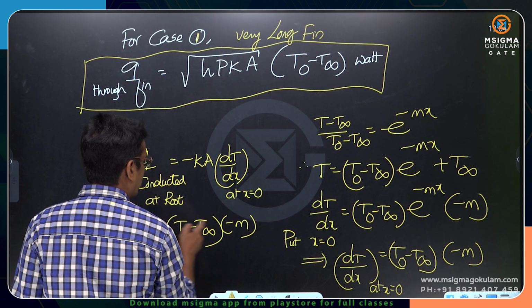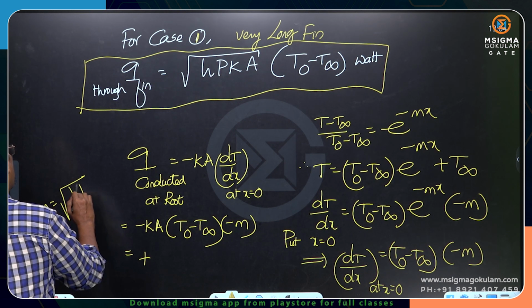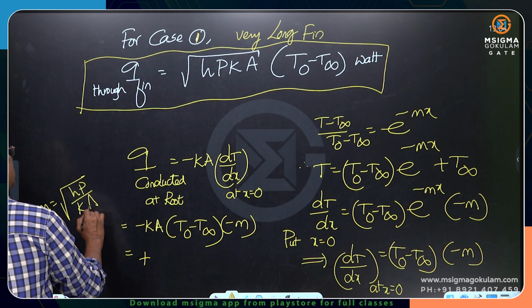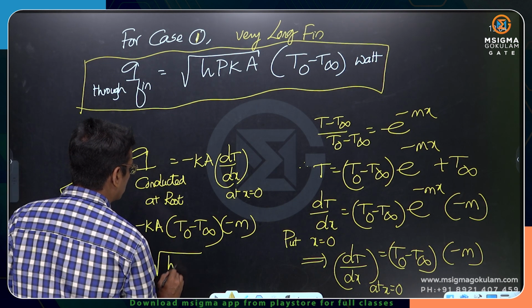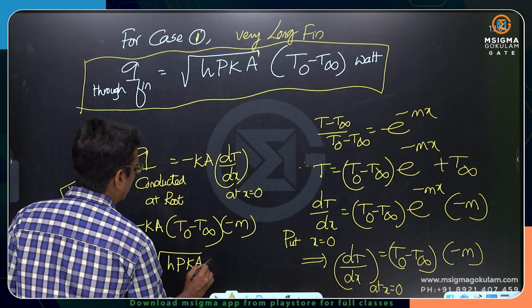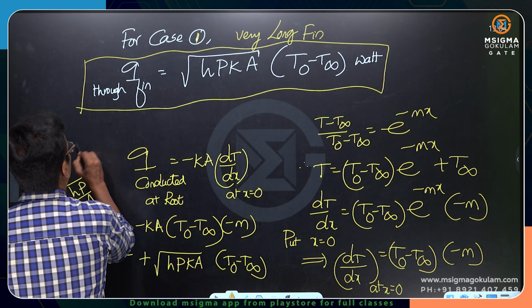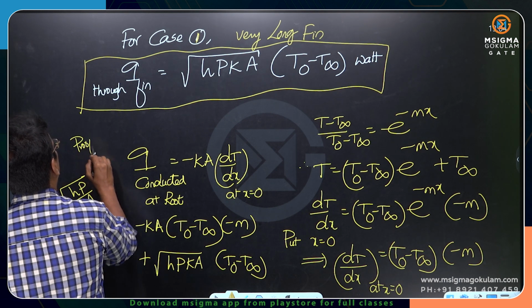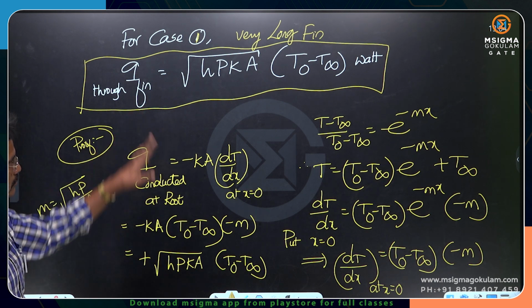And what is the m value? m is the root of hP by kA. We already know that the m value is given as root of hP by kA. If you substitute that, you will get the square root of hPkA into (T naught minus T infinity). This is a proof of how you got the heat transfer rate through the fin like this.